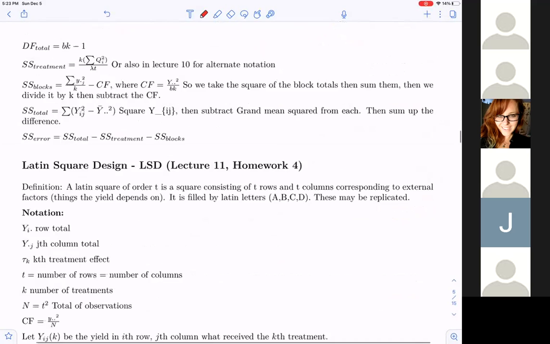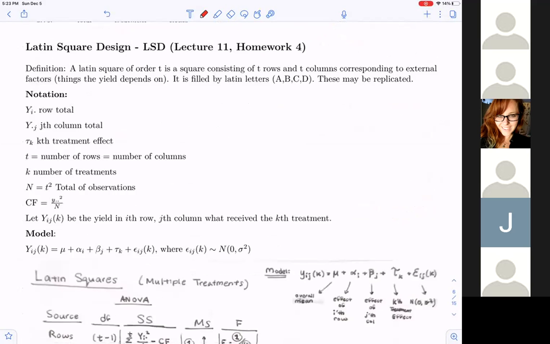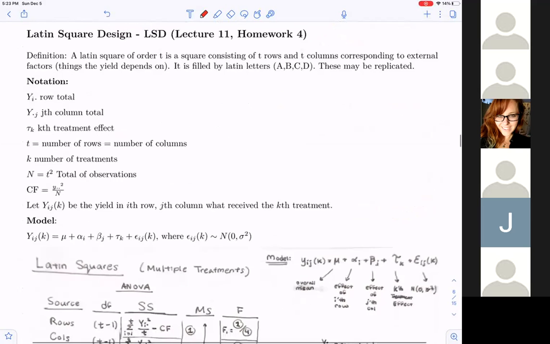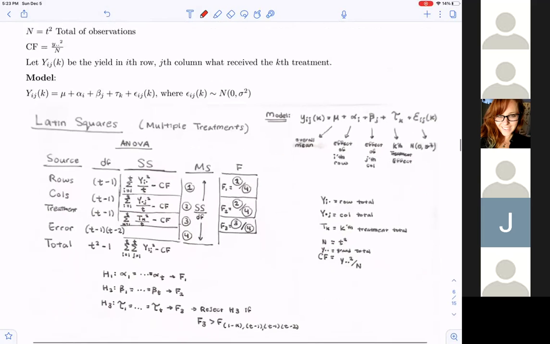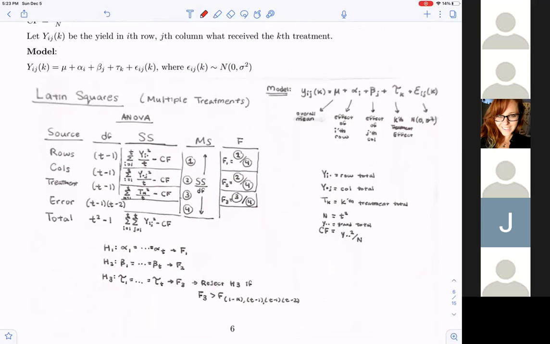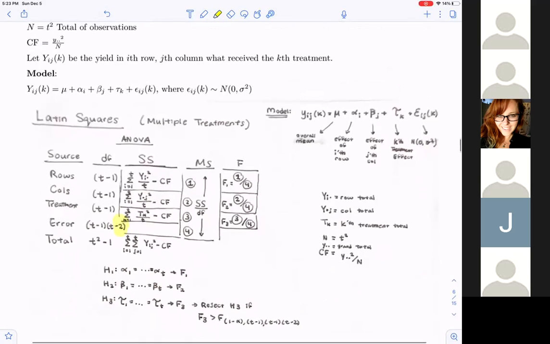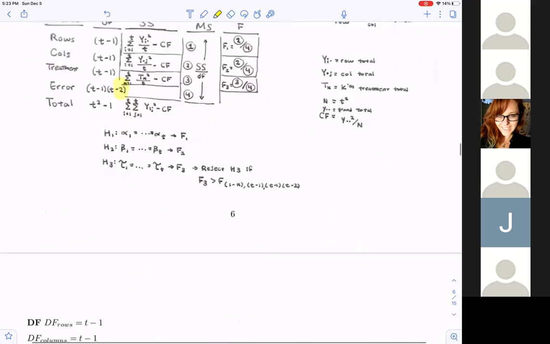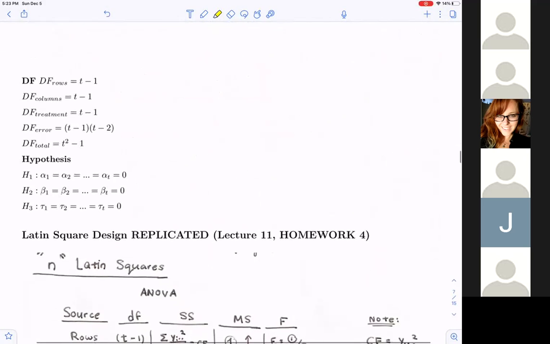So, Latin square design. I like this one, but it also takes a long time. Here we have Trevin's nicely handwritten work. I'm so jealous of his handwriting. Thank you. And he's nice enough to write the hypotheses. Everything looks really good. And I think the one thing I might forget if I didn't highlight it is the T minus two. That's a little tricky. And yeah, I put some Fs and the hypotheses as well.